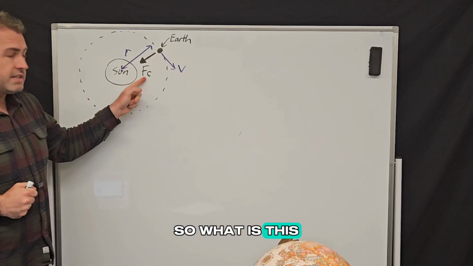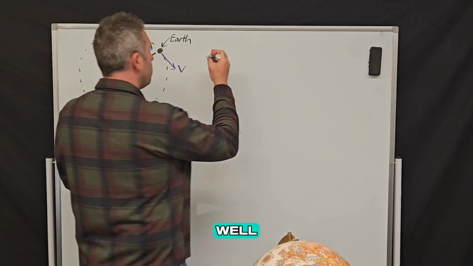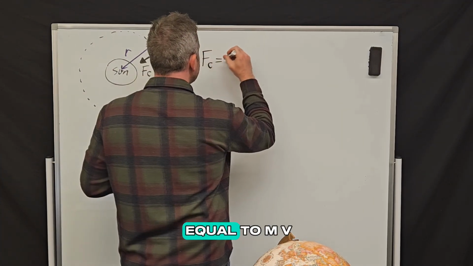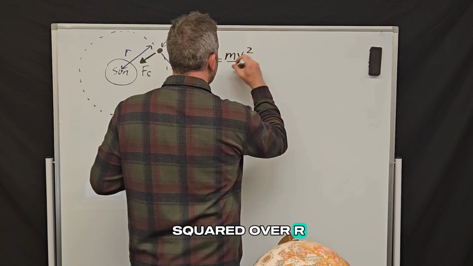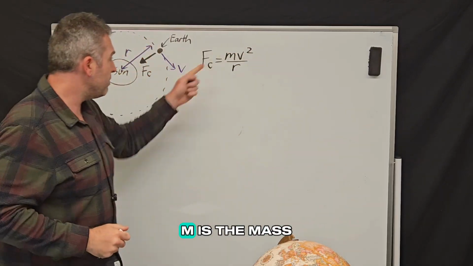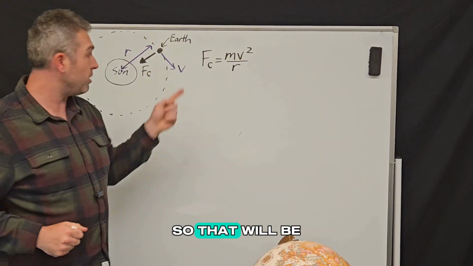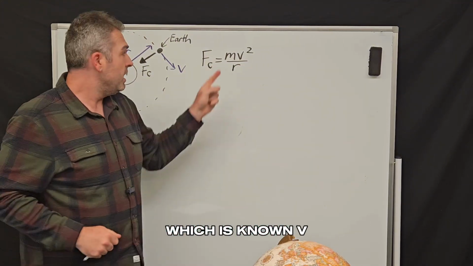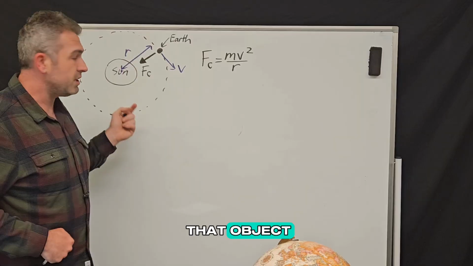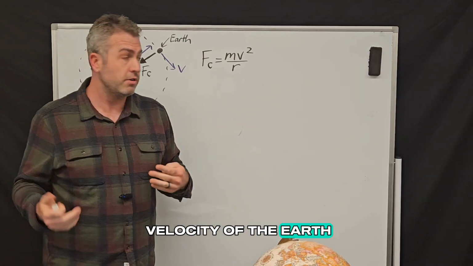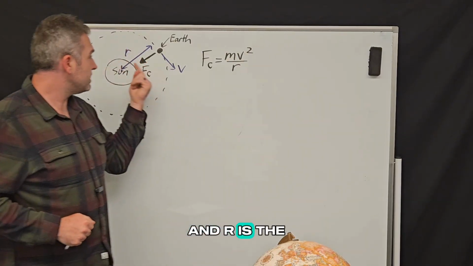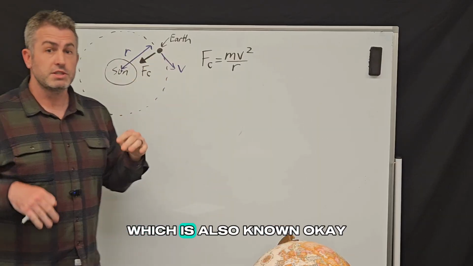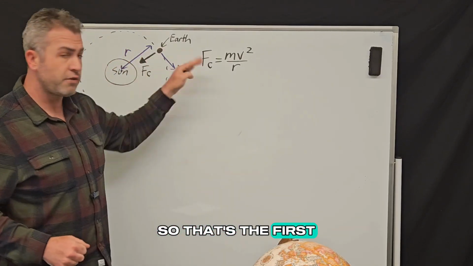So what is this centripetal force equal to? Well, any centripetal force is equal to mv squared over r. That's how you calculate it. M is the mass of the object in orbit, so that will be Earth's mass, which is known. V is the velocity of that object. Again, we know the velocity of the Earth, and that's going to be squared. And r is the distance between the Earth and the sun, which is also known, okay? So that's the first equation.